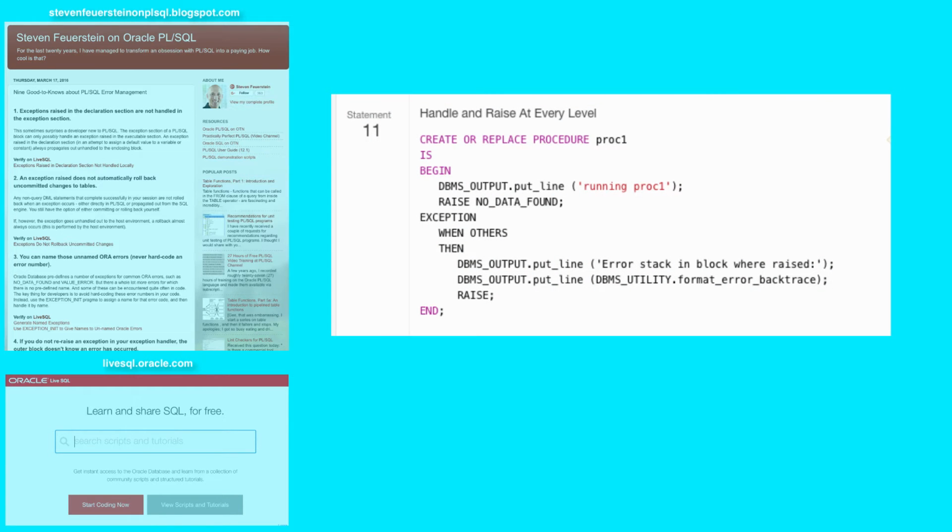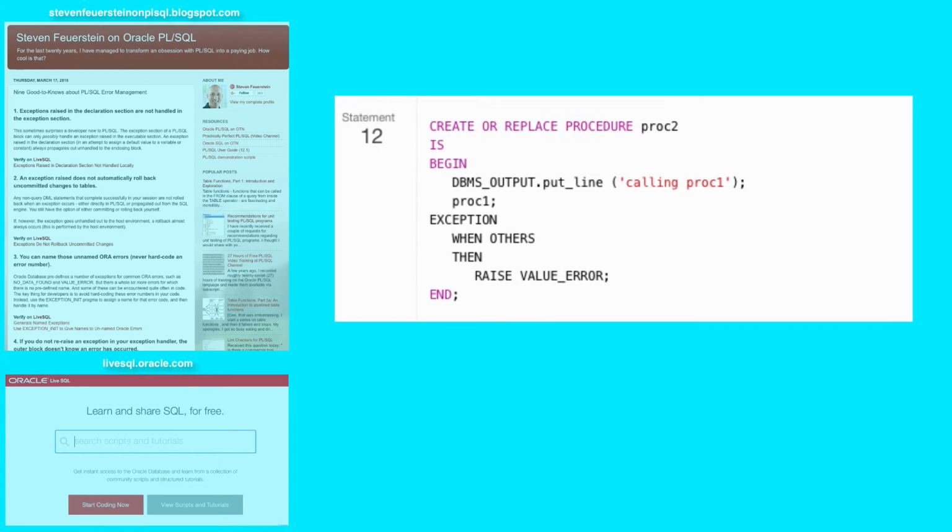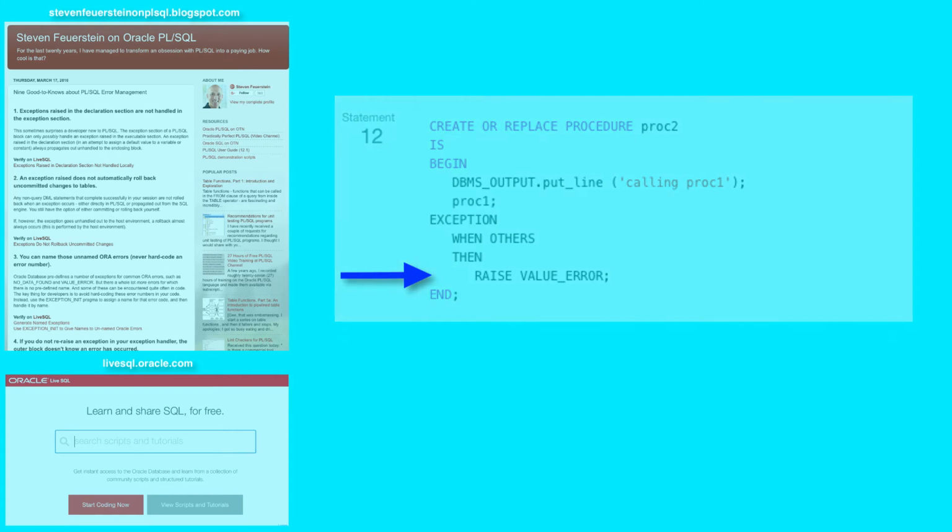In statement 11, I create a procedure proc1 that raises no data found on the 5th line. It traps the exception, displays the backtrace, and then re-raises the exception. In statement 12, proc2 calls proc1 on line 5, and then on line 9 traps an exception coming out of proc1 and re-raises a different exception, value error.